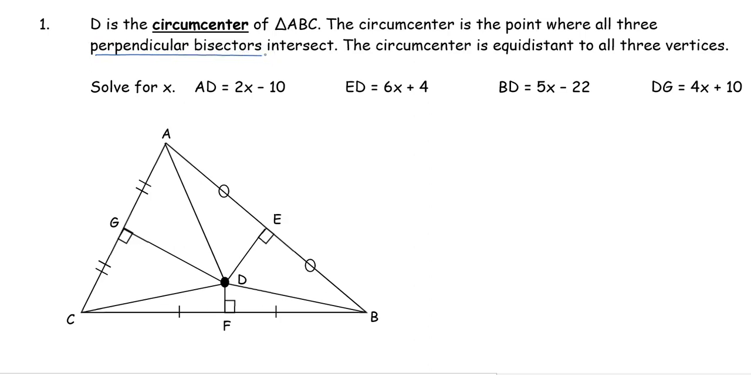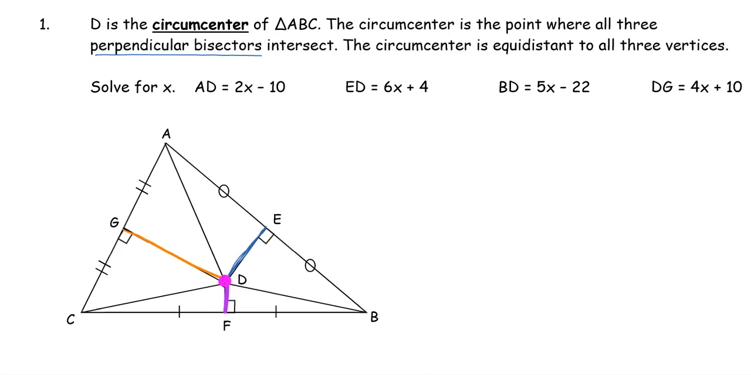perpendicular bisectors intersect. So I see segment ED, perpendicular bisector. I see segment DF, that's a perpendicular bisector. And I see segment DG, perpendicular bisector. So our special point in the middle there, point D, is the point where all three perpendicular bisectors intersect.